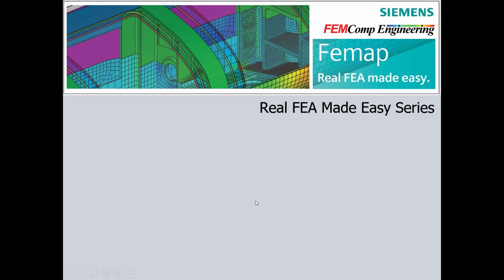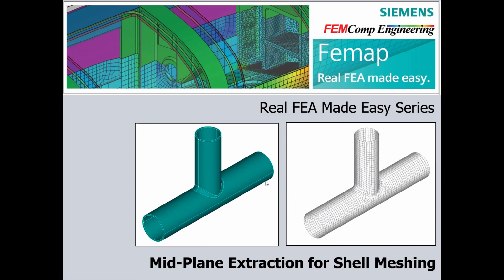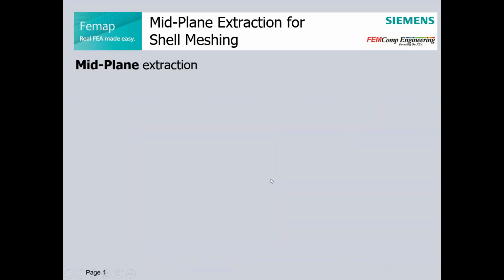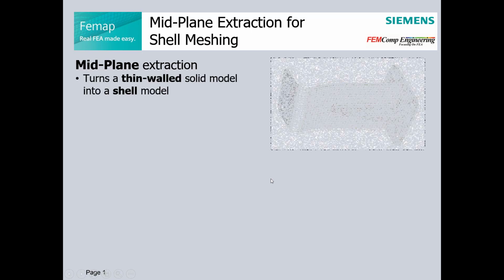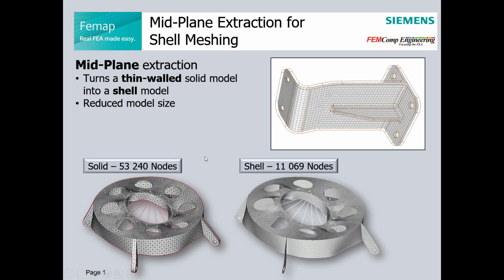In this series we would like to share with you our FEMAP experience, giving you some hints to perform Real FEA the easy way. Today we will focus on another powerful FEMAP tool which extracts mid-planes from the sheet solid model geometry for its shell meshing. For thin-walled solids, it's recommended to use extracted mid-surfaces from thicknesses for creation of shell mesh instead of solid mesh. This operation reduces model size and increases model accuracy.